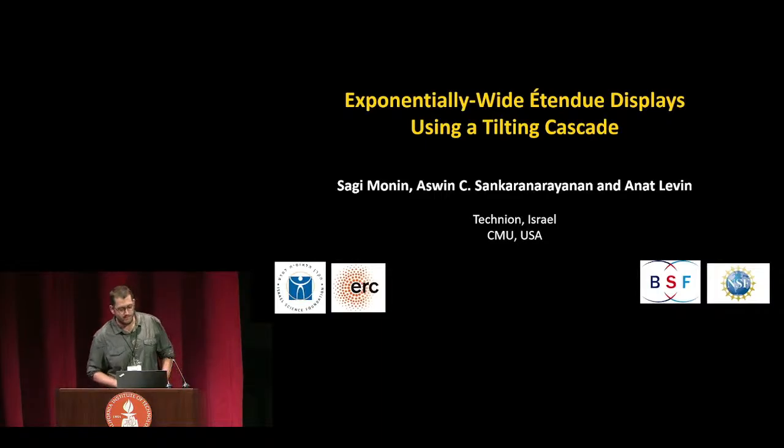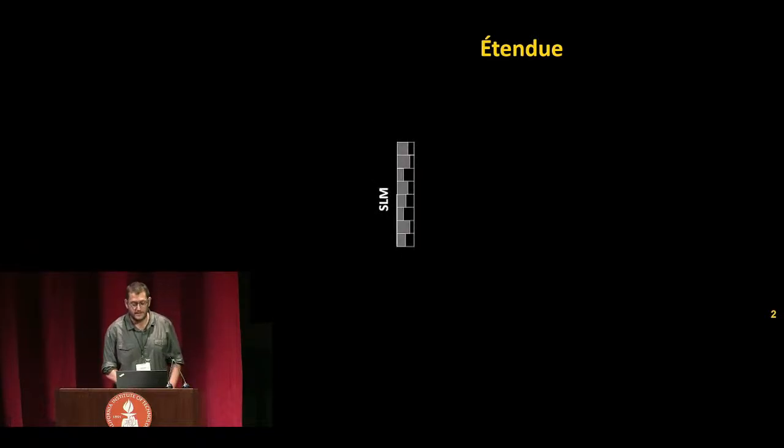So, hello again. In this talk, I'll present a method and a prototype to increase etendue of holographic displays with a programmable phase mask without increasing the number of pixels, opening a new approach for designing holographic displays. As we saw in my previous talk, most common holographic displays are based on spatial light modulators, which modulate the phase of incoming light.